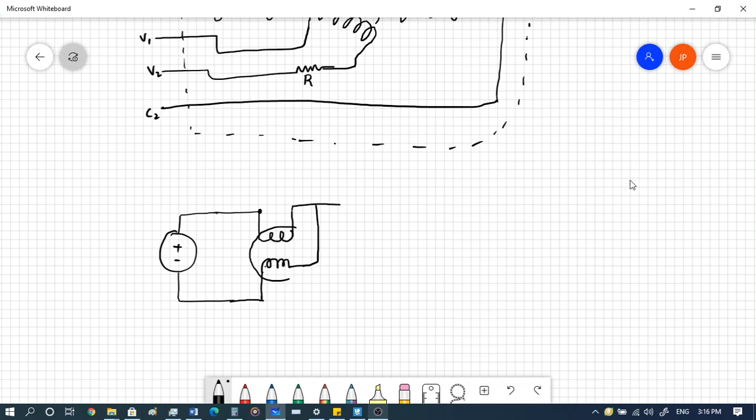So this is the entire wattmeter, and we have the load over here, right? So you can call this the current coil CC and the pressure coil PC, right? So this would be point C1, C2, V1, and V2. These are the four terminals that come out of the wattmeter.